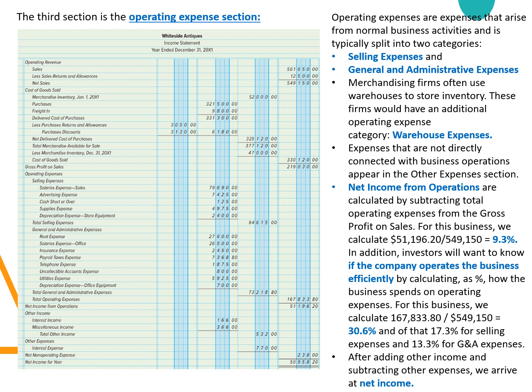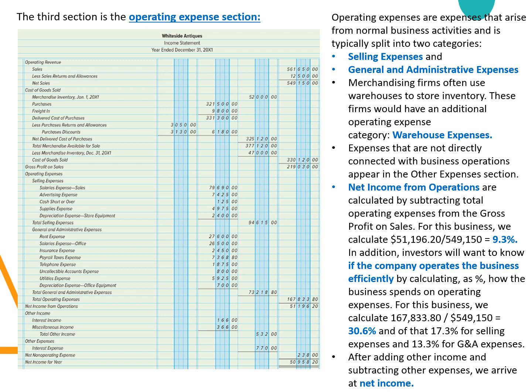In addition, investors will want to know if the company operates the business efficiently by calculating as a percentage how much the business spends on operating expenses. For this business, we calculate $167,833.80, which are the total operating expenses, divided by net sales, $549,150, which equals 30.6%. And of that, 17.3% for selling expenses and 13.3% for G&A expenses.